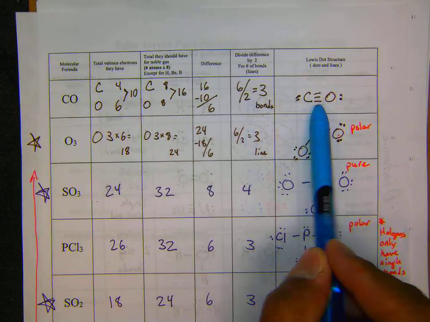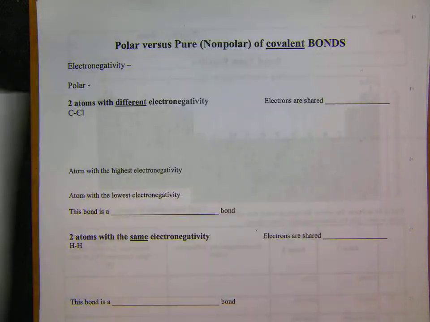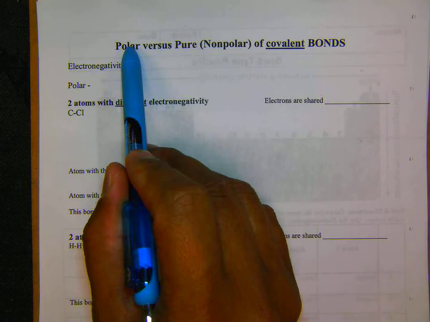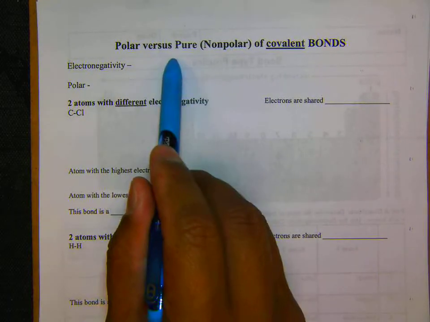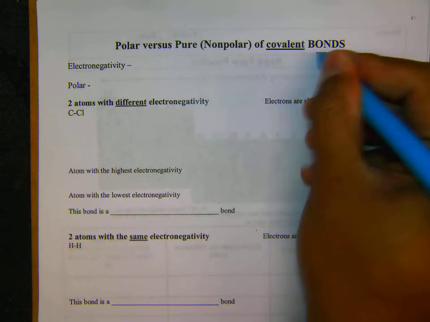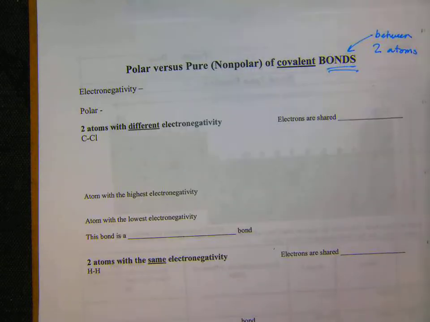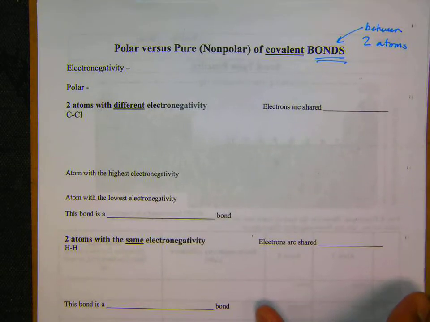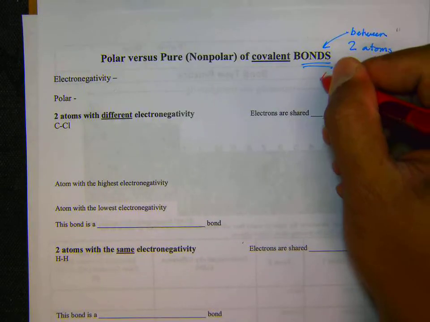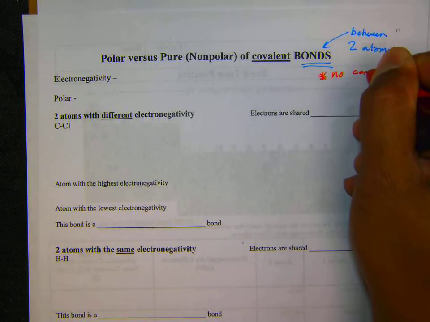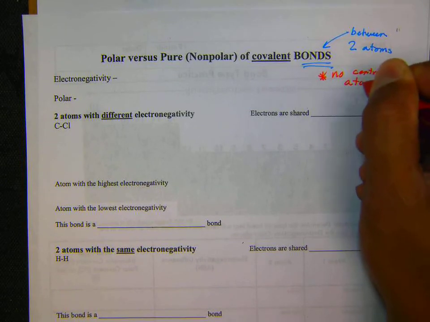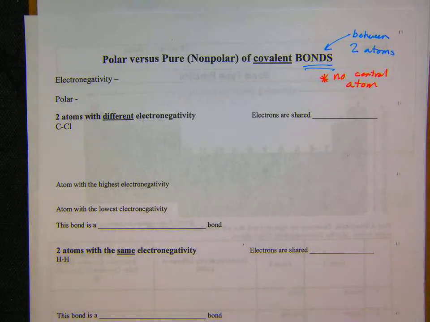But if there is no central atom, then what we're going to be using is what we call electronegativity. So polar and pure, nonpolar, polar and pure covalent bonds. And when we talk about bonds, this is going to be between two atoms, which means no central atom. If you don't have a central atom, this is what you're going to do with just two atoms.